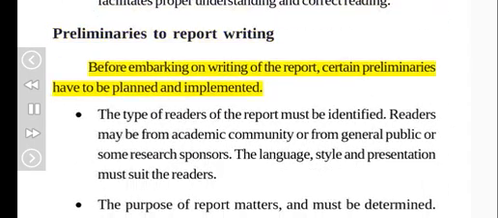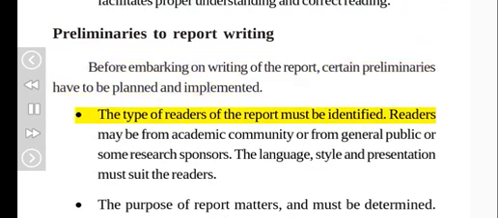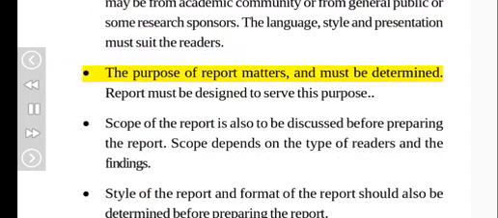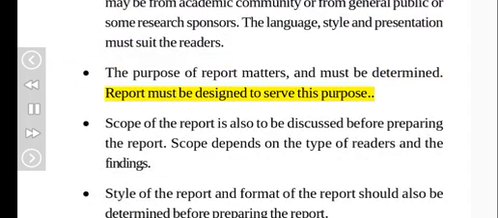Preliminaries to report writing. Before embarking on writing of the report, certain preliminaries have to be planned and implemented. The type of readers of the report must be identified. Readers may be from the academic community or from the general public or some research sponsors. The language, style, and presentation must suit the readers. The purpose of the report matters, and must be determined. The report must be designed to serve this purpose.